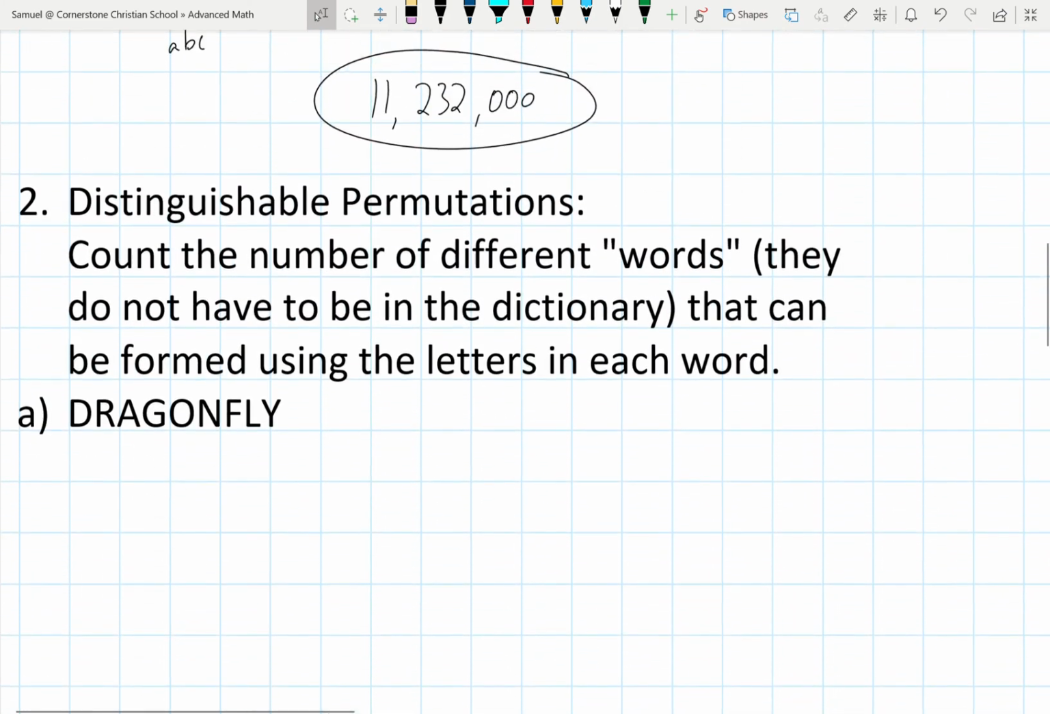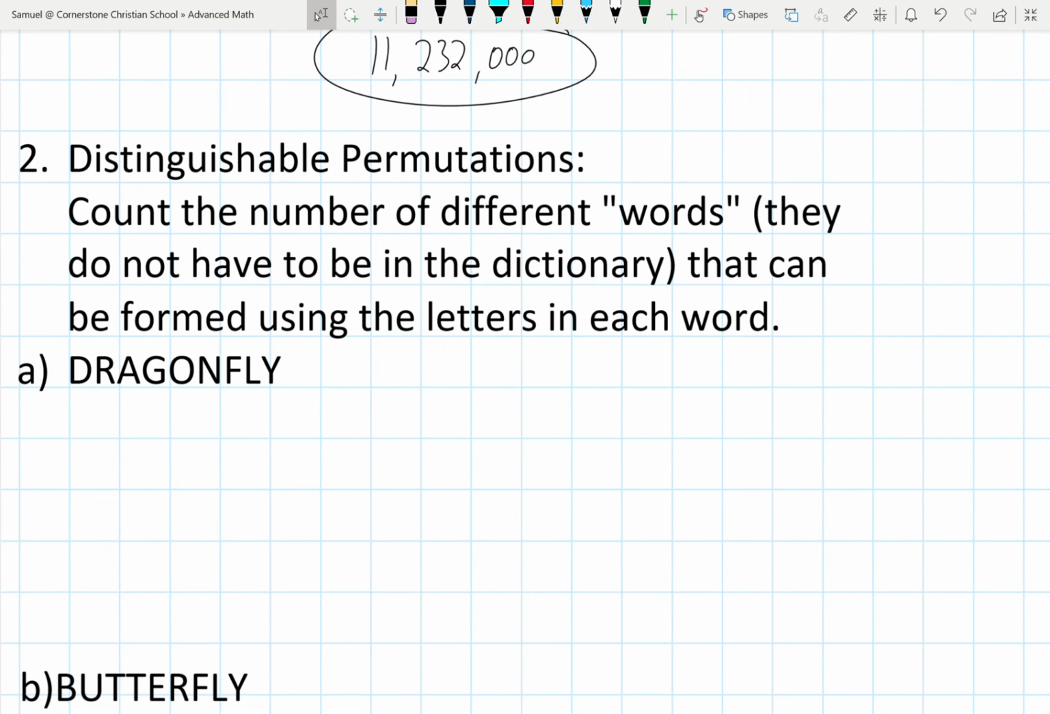All right, let's go back to this one now. Speaking specifically of permutations, we want to count the number of different words, we're not going to worry if they're in the dictionary or not, that can be formed using the letters in each word. So for A, I'm given the word dragonfly. What we're going to want to pay attention to is if there are any repeated letters. And so in dragonfly, there isn't.